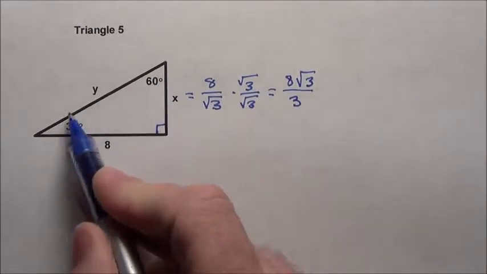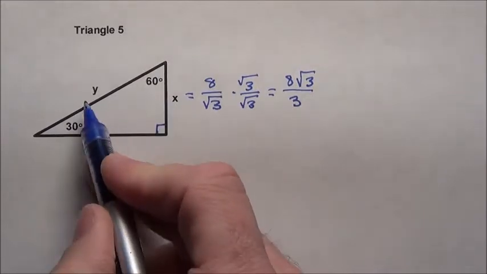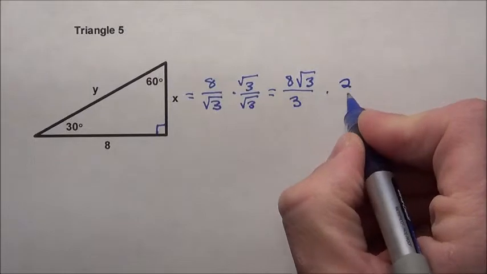Now, to get y, the hypotenuse is always twice as big as this. If this had been a 5, you'd say, oh, that's a 10. If this were a 6, you would have said that's a 12. But it's an 8 root 3 over 3. Well, I've got to double it. I just got to multiply it by 2 over 1.